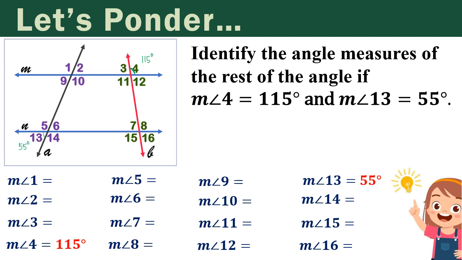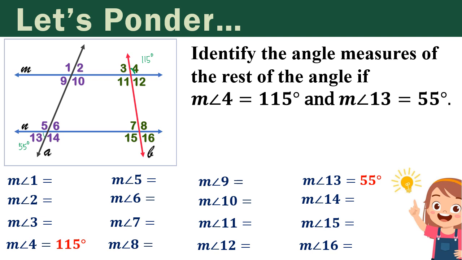There. So, even though we do have these two transversal lines here, line A and line B, we can still find the measure of the rest of the angles, provided that we do have two given data here. So, I'd like you to focus or work on this data one at a time, alright? So let's start with angle 13 first, alright?